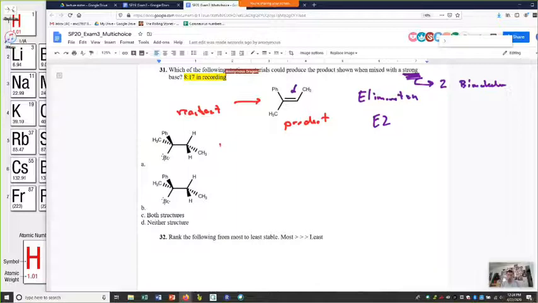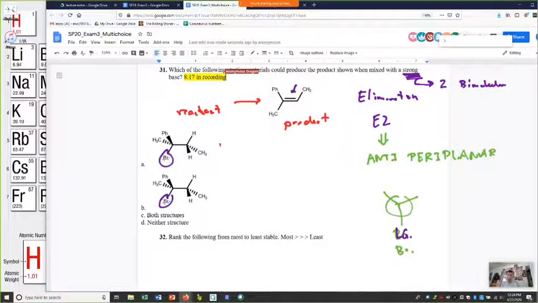Now that we know what kind of reaction we're running, the complication of an E2 is that you have to be anti-periplanar. In everybody's favorite Newman projection, what they're referencing is that your leaving group, in this case the bromine, needs to be anti to the hydrogen that is removed by our base. So our base has to come in and remove from here so that we can make the pi bond.